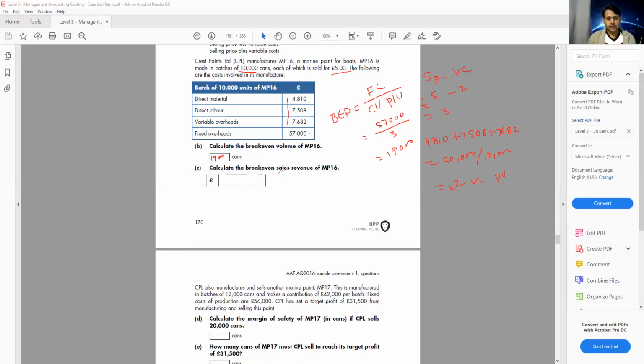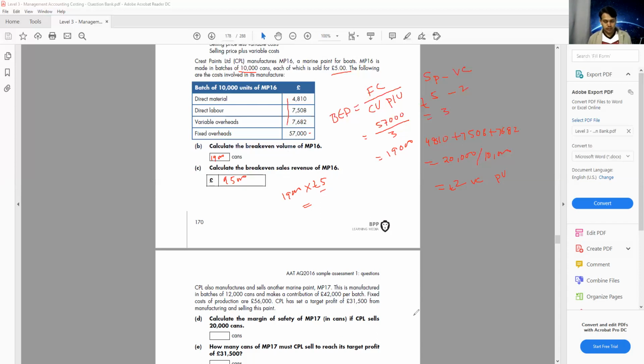And calculate the break-even sales revenue, that's very easy. You have the units now. All you need to do is multiply by the selling price, that is 5 pounds per unit. 19,000 times 5 will give you 95,000 pounds. Multiplying by the selling price gives you the total sales revenue for break-even.